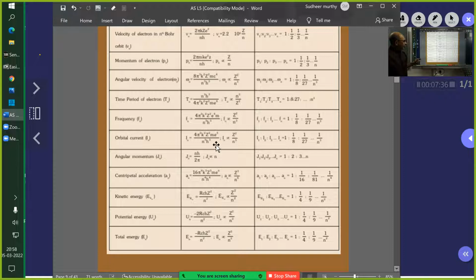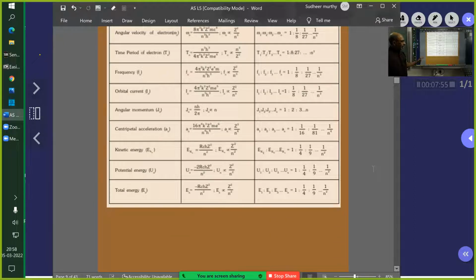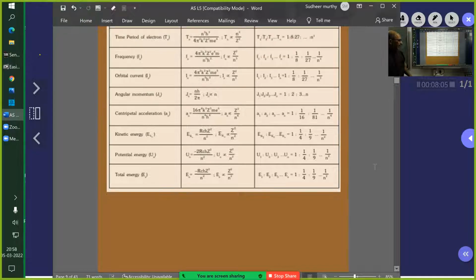Fine. So angular momentum, we have already discussed this: nh by 2 pi, etc. Potential energy also discussed. This is just a ready reckoner for all of you. Anytime you can refer to this. See, at the end the abstraction is readily made so that when you are going to revise this portion, which is very important, these charts will become very, very handy to all of you.